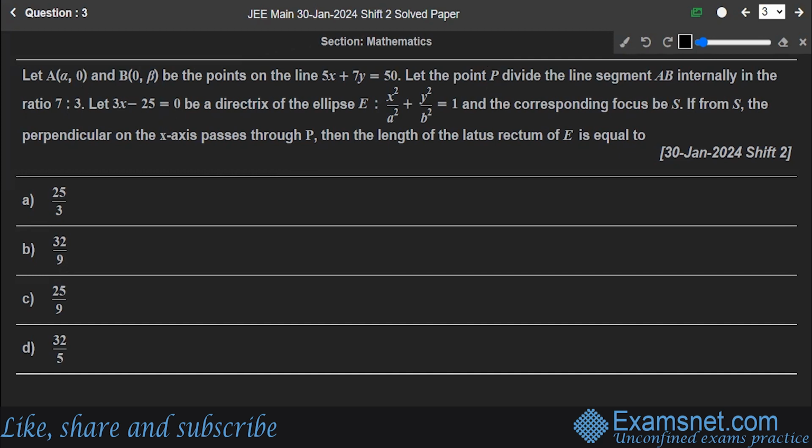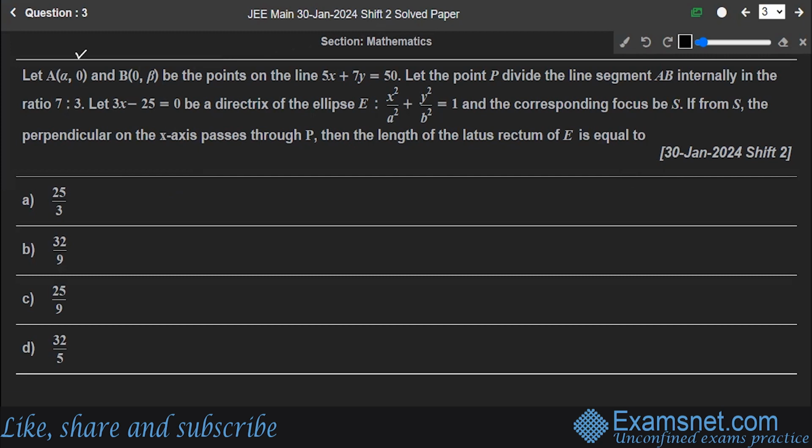For the ellipse, you are given the directrix equation. Actually, this is the general equation of the ellipse, so no use. And you are given this point P. Basically, you are given these 2 things for the ellipse and you have to find out the latus rectum. It is given by 2b square upon a. So you need to know the values of b and a to find the length of the latus rectum. All right, let's start.